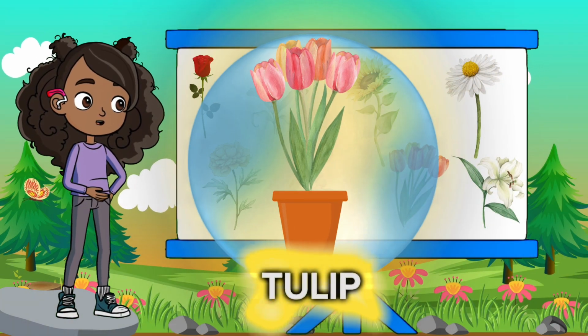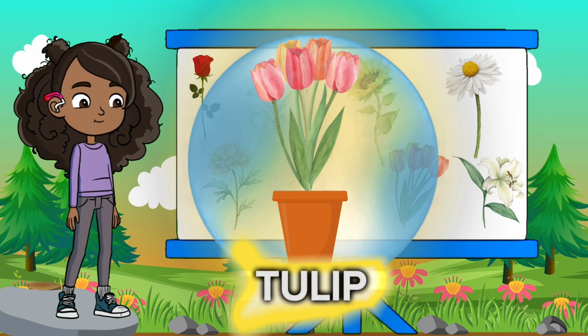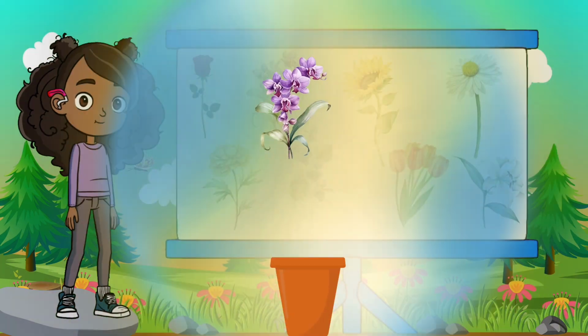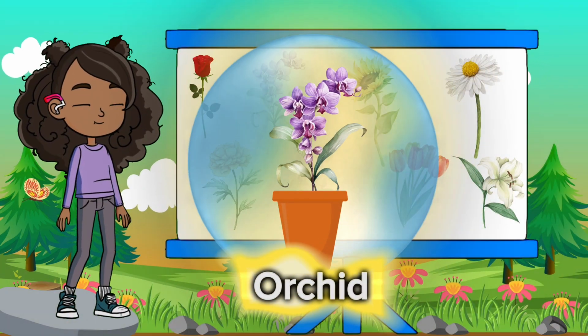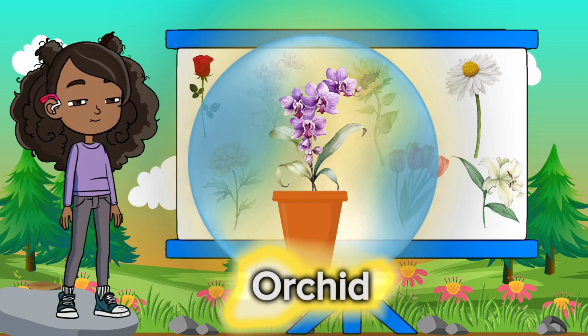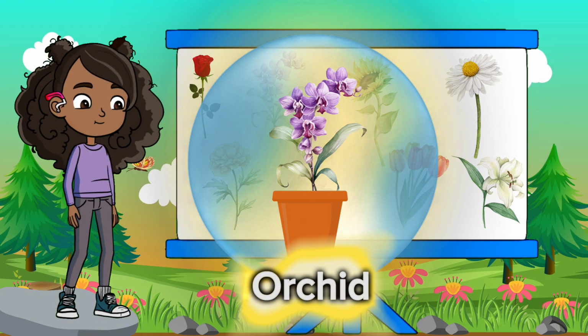T is for tulip. T-U-L-I-P. Tulip. This is a tulip. O is for orchid. O-R-C-H-I-D. Orchid. Look at this orchid.